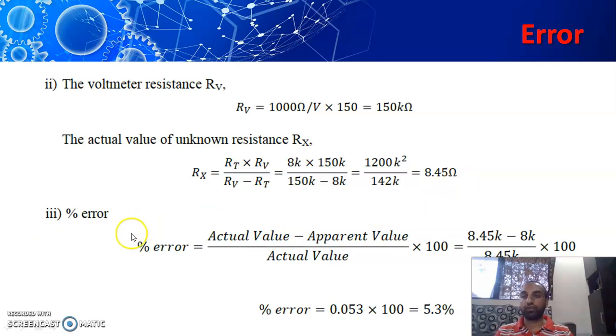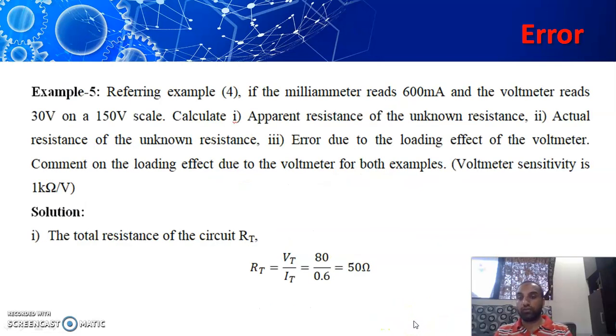Now the percentage of error. Percentage of error is actual value minus apparent value divided by actual value. So 8.45 minus 8 divided by 8.45, times 100. The percentage of error is 0.053 times 100, so it becomes 5.3%. There is also one more example, but we'll discuss it in the next lecture.